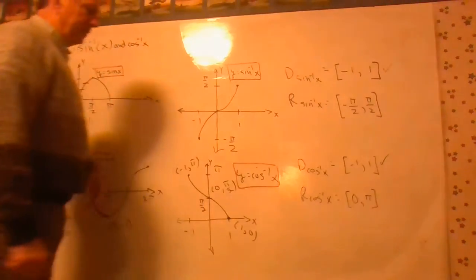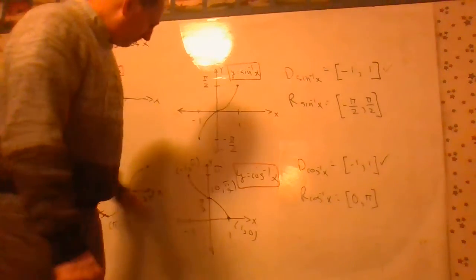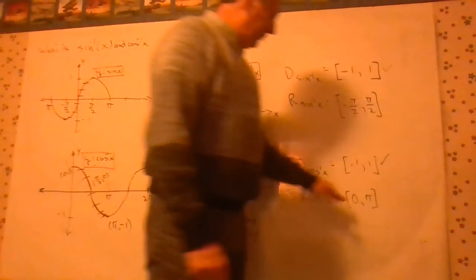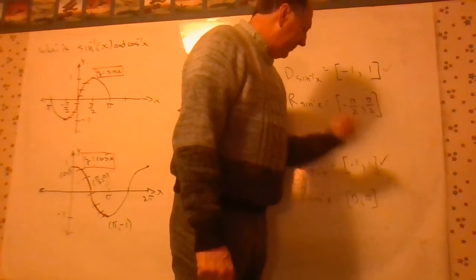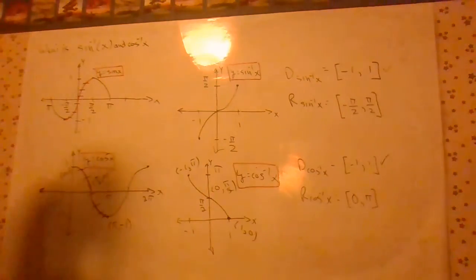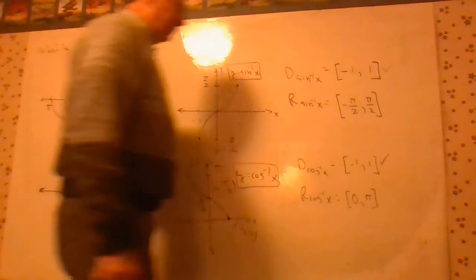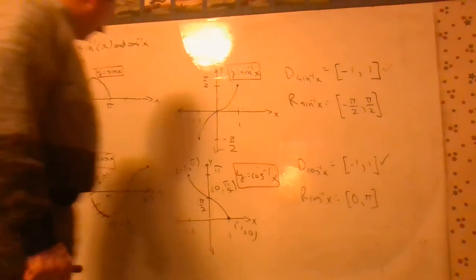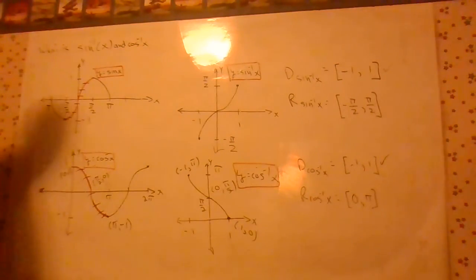The range is 0 to pi. That's this 0, this pi. In degrees, it's 0 to 180. Those are the answers you get out of your calculator. You can take the inverse cosine. The solution is quadrant 1, quadrant 2. Solution here is quadrant 4, quadrant 1. So that's about all we're going to say about inverse trig functions.